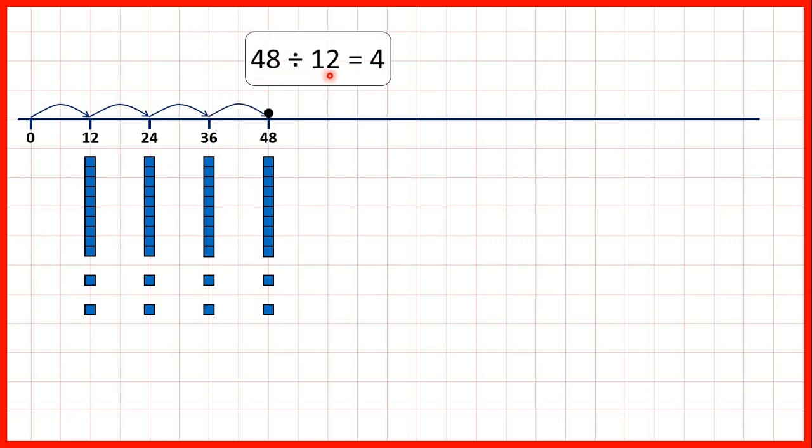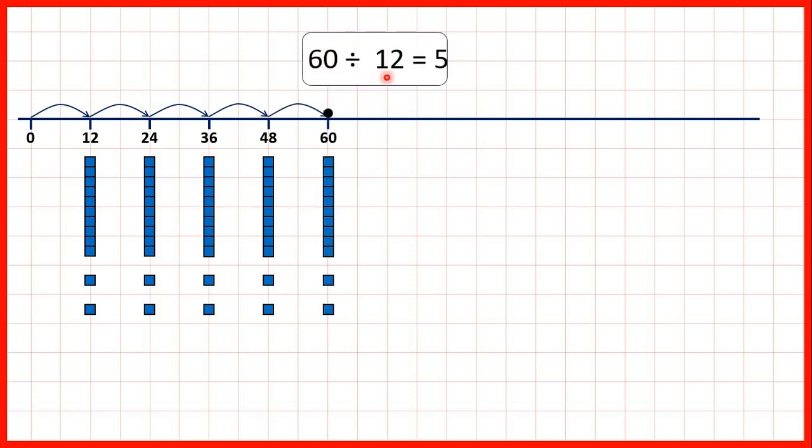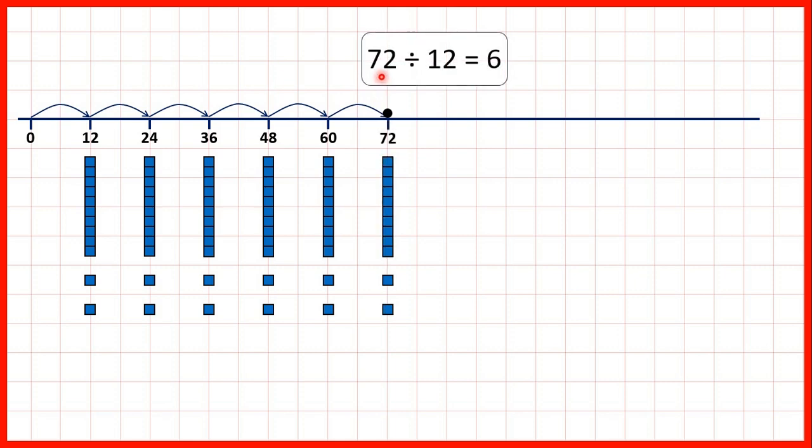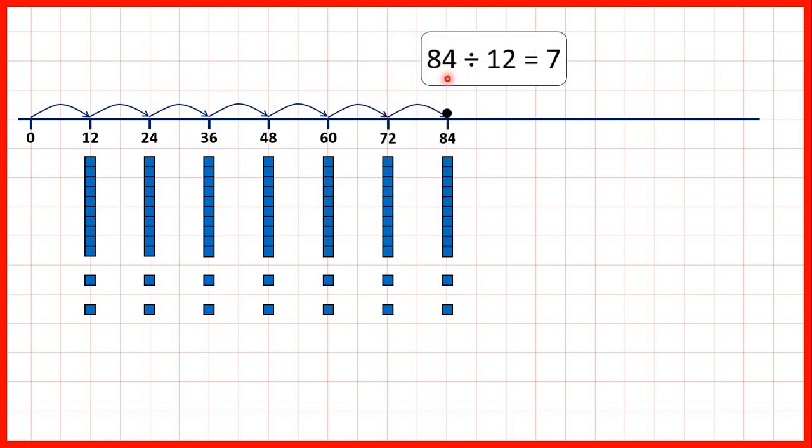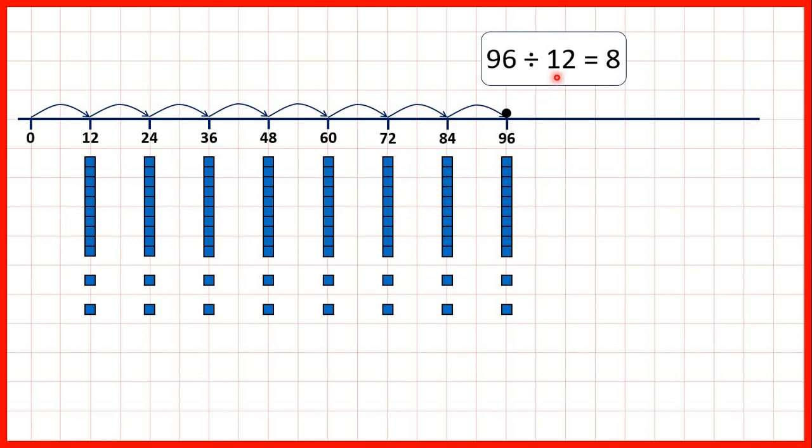48 divided by 12 is 4. 60 divided by 12 is 5. 72 divided by 12 is 6. 84 divided by 12 is 7. 96 divided by 12 is 8.